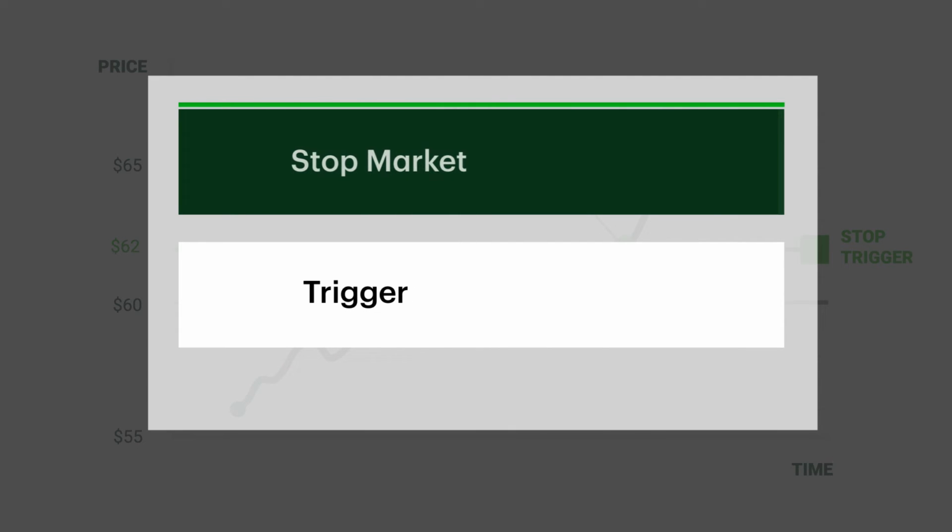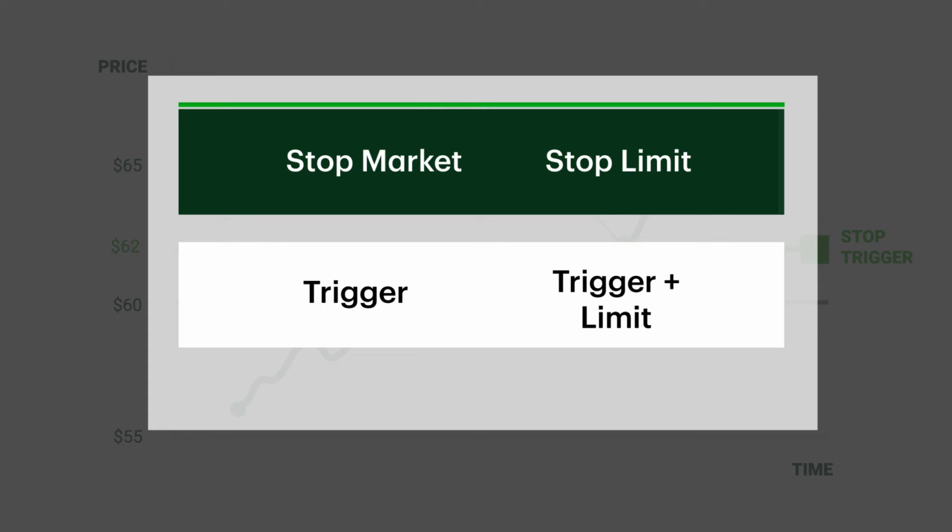If you just enter a trigger price, then your buy order is a stop market. If you enter a trigger price as well as a limit price, then it's a stop limit. With a stop limit, once the price gets triggered, then a limit order is sent to purchase the stock at the limit price or cheaper.